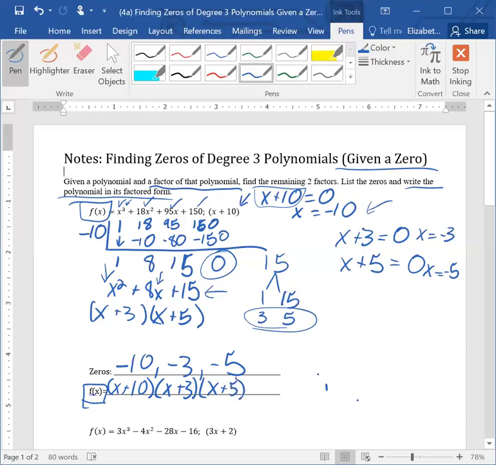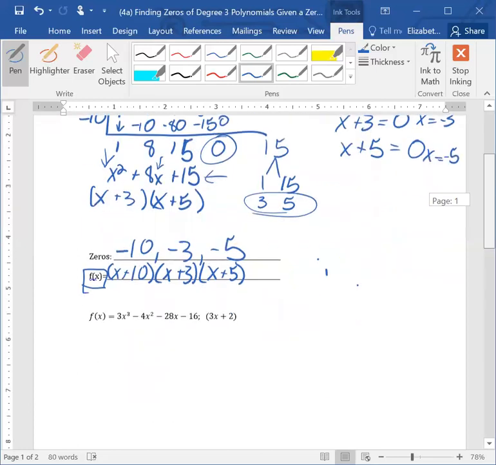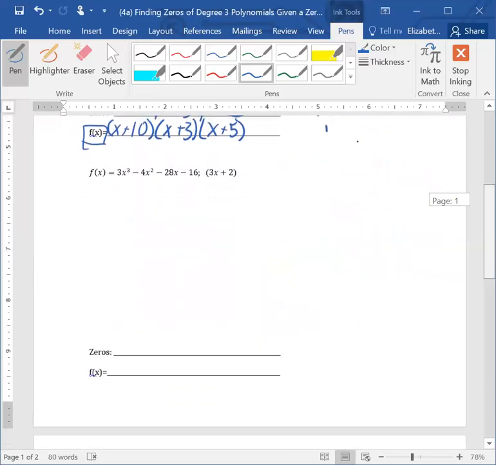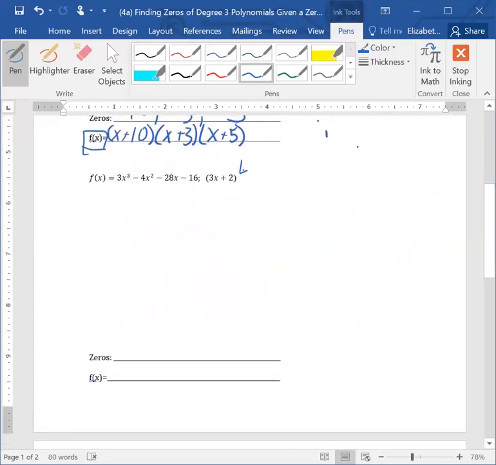All right, let's work on our next example. They told us the 3x plus 2 is our answer.